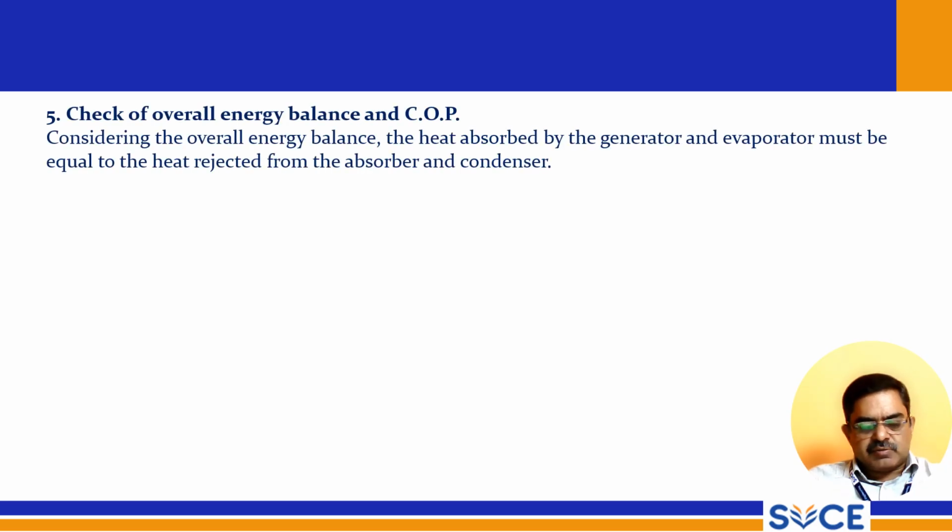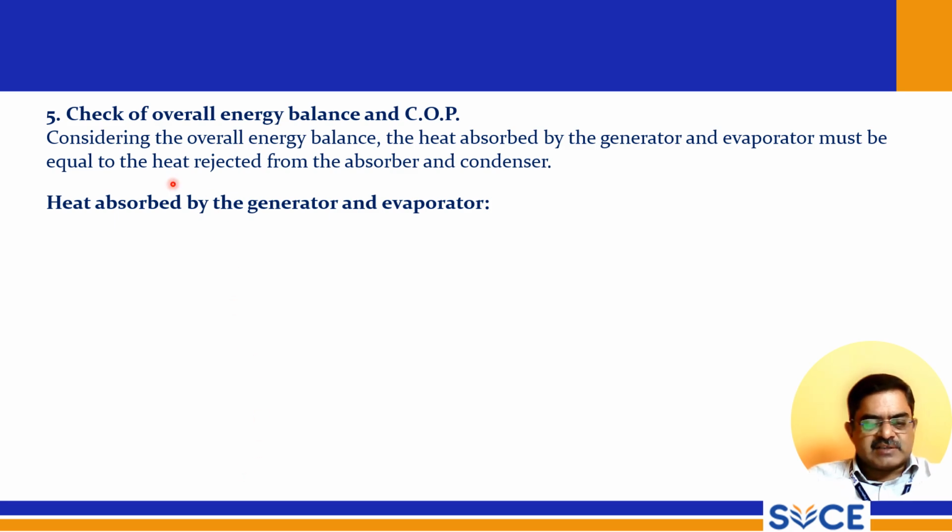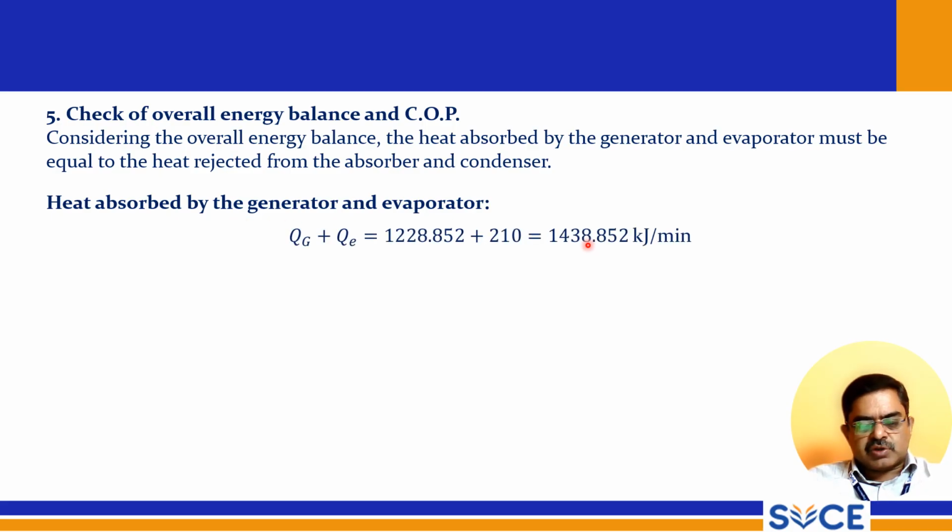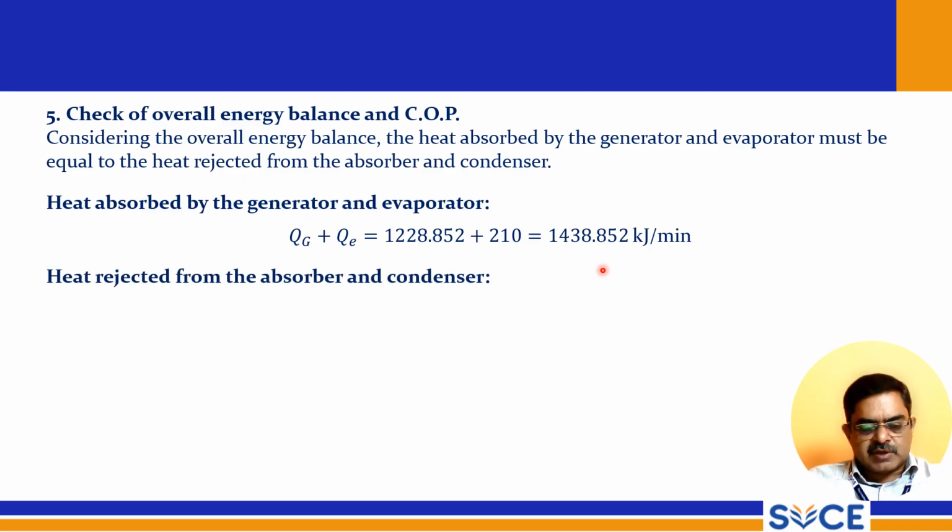So next is the check. This is the last step. We have to find the overall energy balance and COP. Considering the overall energy balance, the heat absorbed by the generator and evaporator must be equal to the heat rejected from the absorber and condenser. So heat absorbed by the generator and evaporator, Qg plus Qe, equal to 1228.852 plus 210. So that is equal to 1438.852.